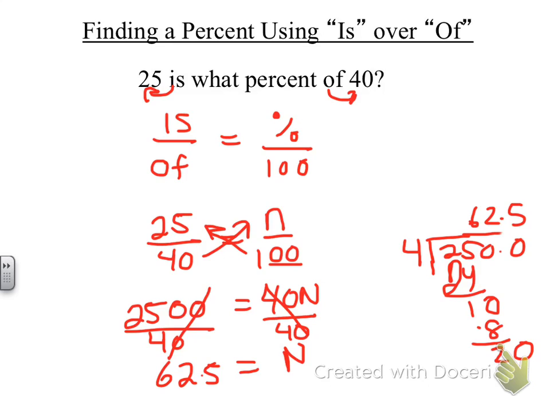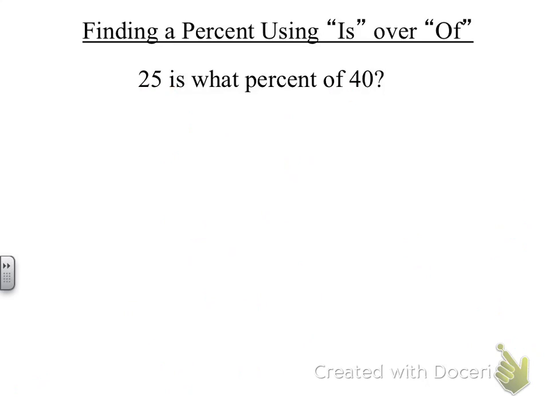Now the big thing here is you have to make sense of the question. 25 is what percent of 40? Give me an answer now. Sabina. 25 is 62.5% of 40. Right. So what's not only going with this, but you have to put 62.5%. You have to put the percent sign because it's saying what percent. Does that make sense?